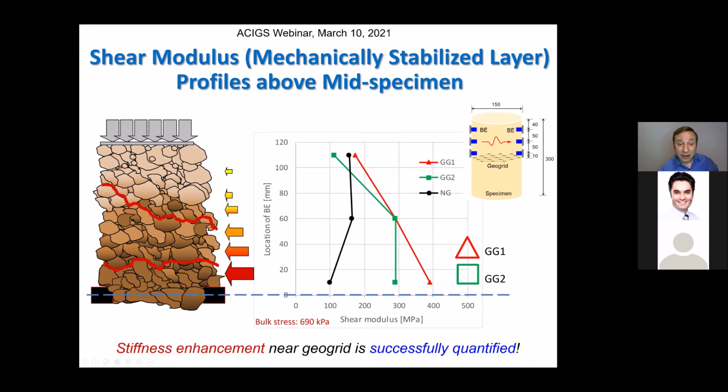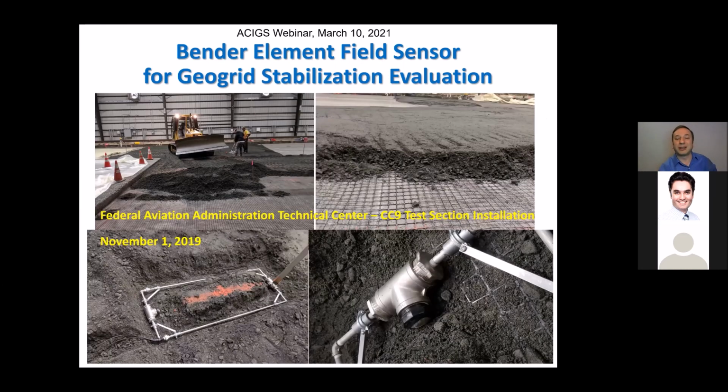And two more slides. We took this concept and carried it over to the field. This is where we need to be really measuring things. That's how we developed, with some funding from the Army Corps of Engineers in the United States, a bender element field sensor, right?